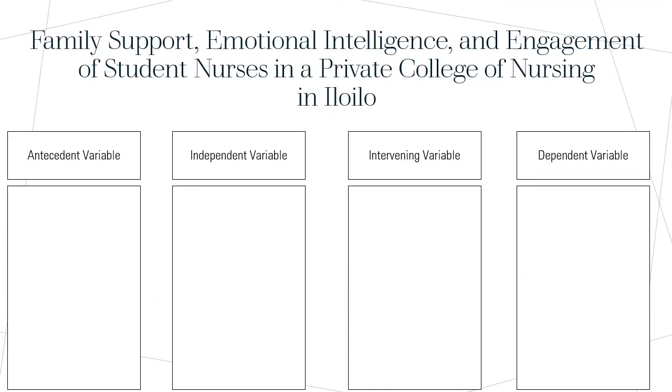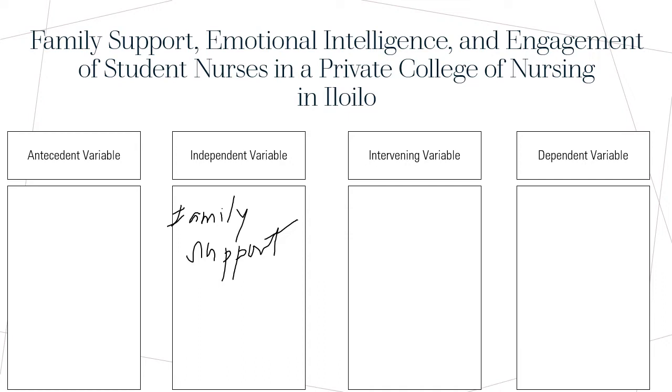Let's say, for example, guys, in this case, my plan is that family support will be the independent variable. Okay, family support. Because I see that if the family members will not be supporting the student nurses, it will be very difficult for student nurses to go along with their studies. So let's write that as an example of your independent variable: family support.